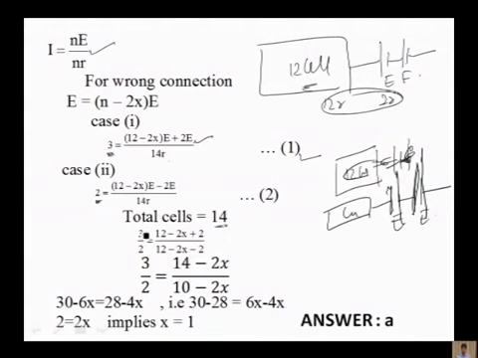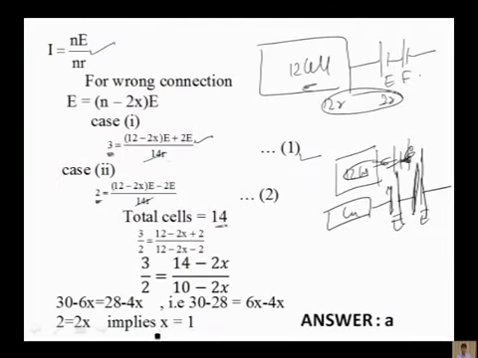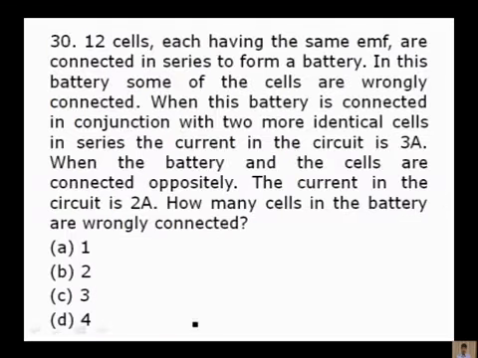When we divide these two, it becomes 3 by 2, and the E terms cancel on both sides. 14R is cancelled, so the remaining is 3 by 2 is equal to (14 minus 2x) divided by (10 minus 2x). By making all the simplification, we get the value of x is equal to 1. The wrongly connected cell is only 1. Therefore, the correct option is the first one.